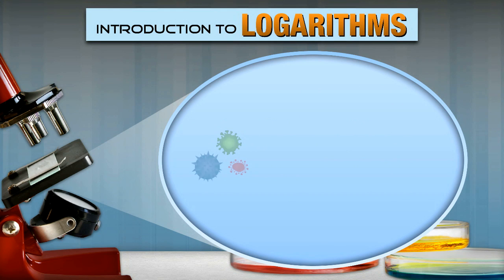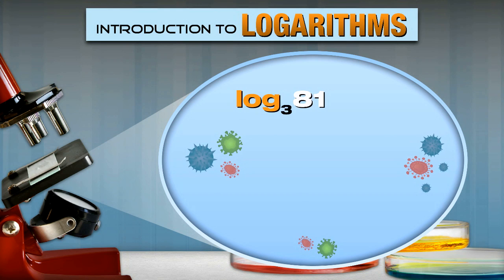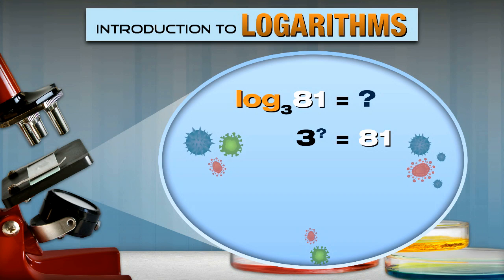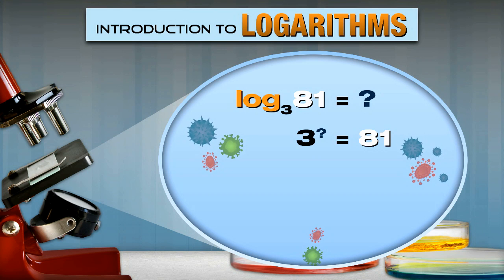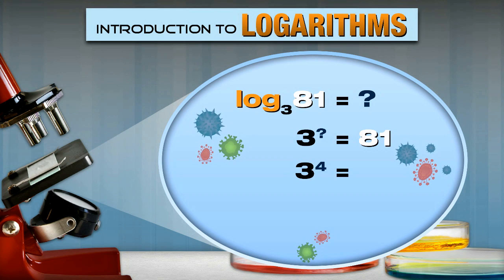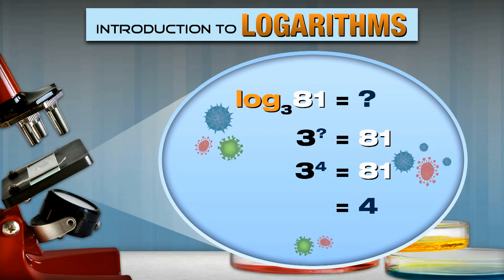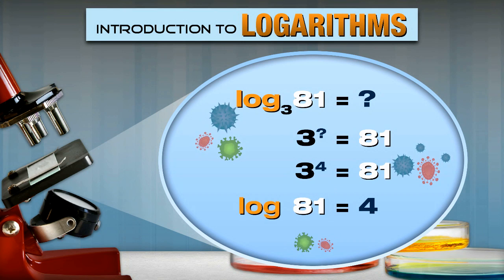Here's another example. If we were asked to find the log base 3 of 81, we would ask the question, 3 raised to what power is 81? 3 times 3 times 3 times 3 is 81, or 3 raised to the 4th power equals 81. The exponent is 4. 4 is the logarithm of 81 when the base is 3.